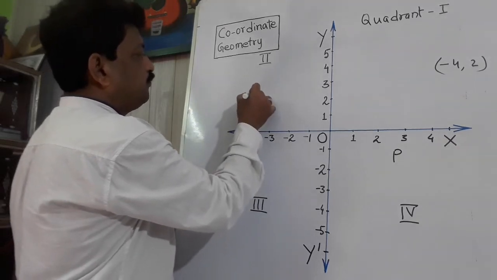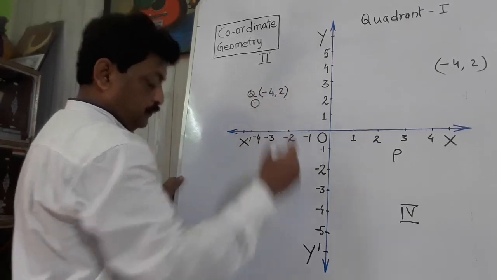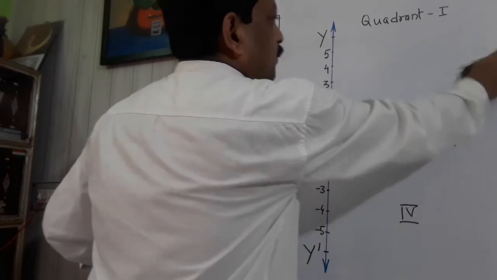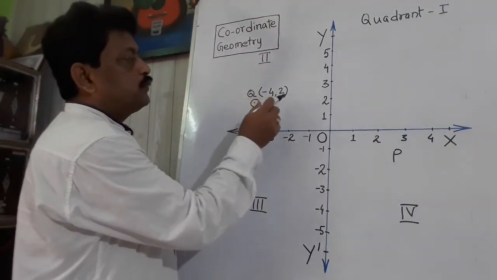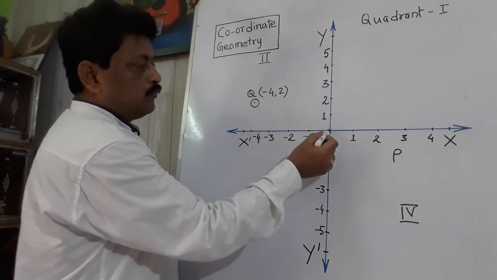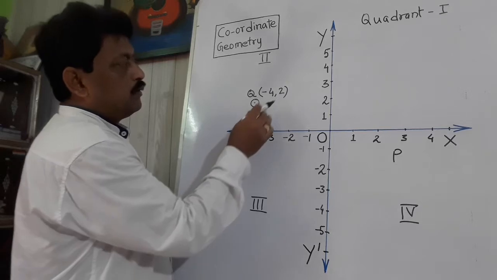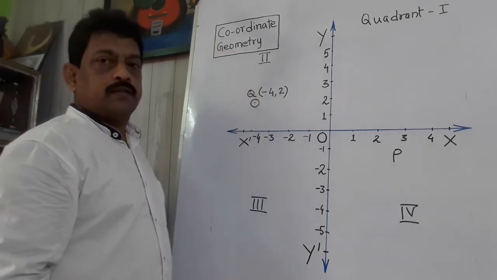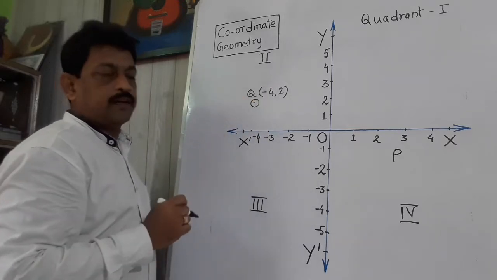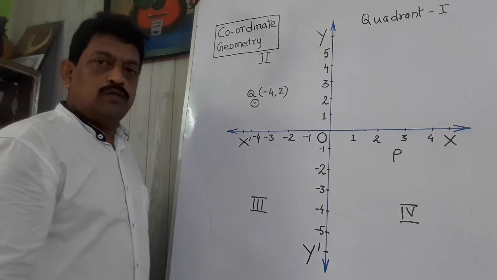Let the point be Q. So it is (-4, 2). Therefore, since the point is (-4, 2), the abscissa is -4, so we are moving 4 units towards the left to -4, and the ordinate is +2, so we are moving 2 units above the x-axis because of the positive sign. So here is the point Q, (-4, 2).